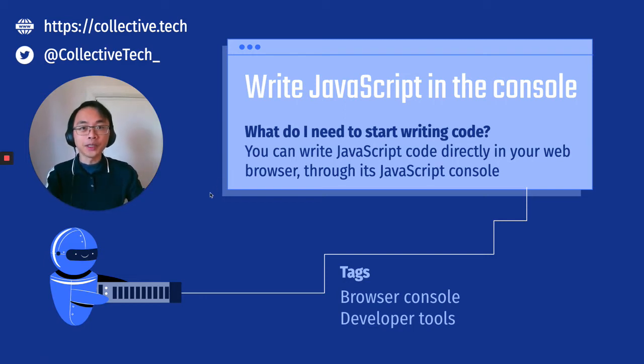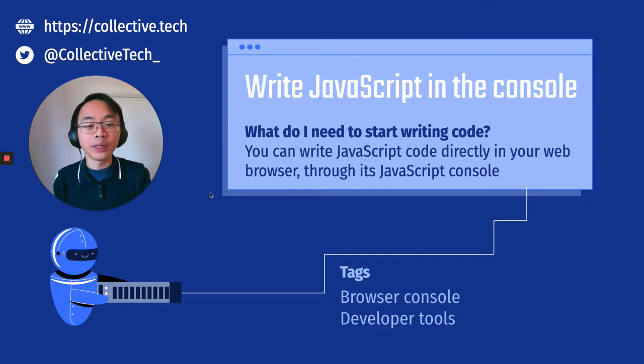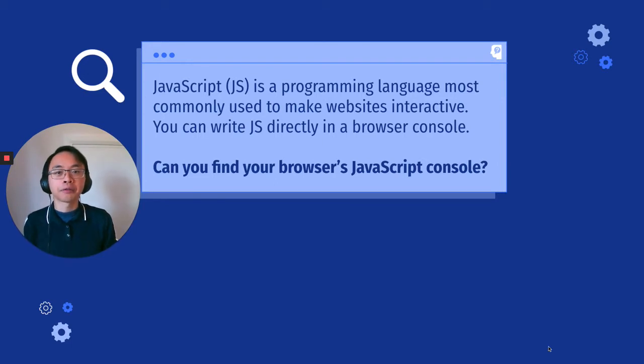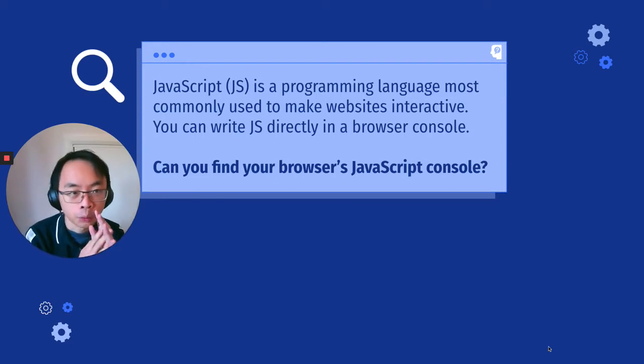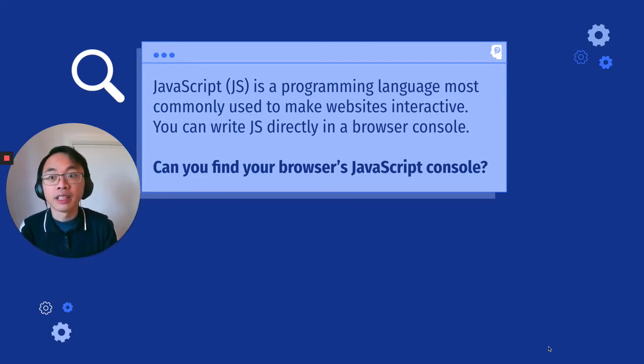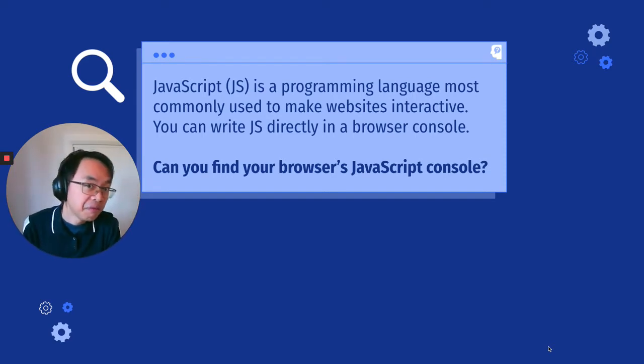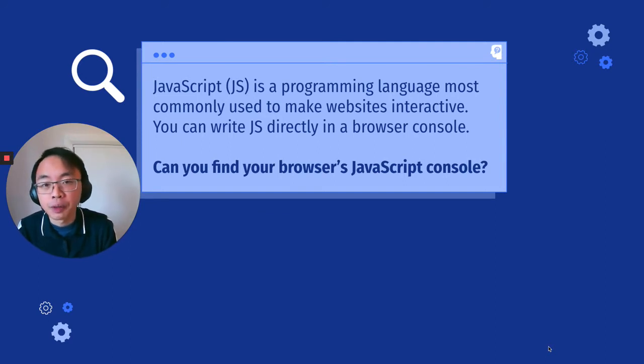In this video, we're going to start actually writing JavaScript. And we're going to do it using something called the browser console. As some background, JavaScript is a programming language which was developed to make websites interactive, although it's since branched out slightly. Because of that origin, you can write JavaScript directly in this idea of a browser console. And all browsers will have this, exactly where varies depending on the specific browser.